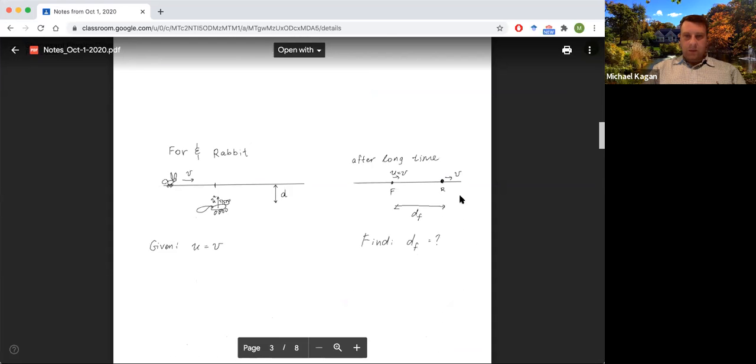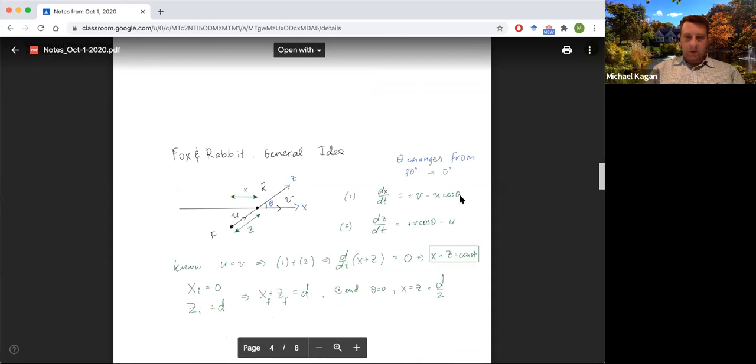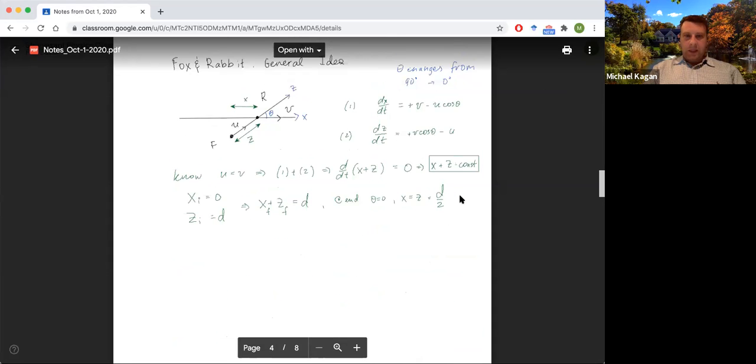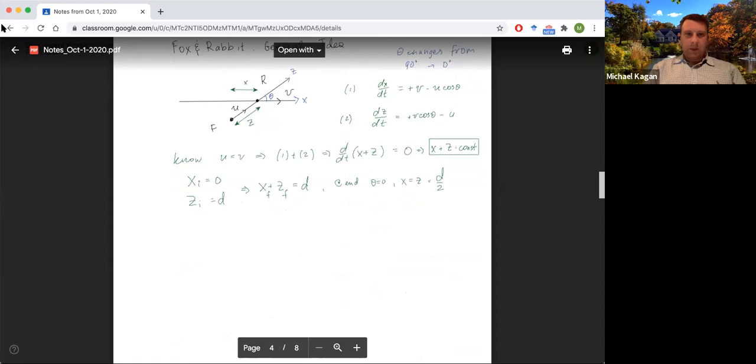Okay, like the generalizations of this problem, they basically all, well, not all, but at least the fox and rabbit variations can be solved using the same idea, that x plus z is a constant. Basically, what changes with the new givens is x and z initial. So you plug in the new values of x initial and z initial, and find the finals. Okay, and I think almost everybody who attempted this problem did it correctly.